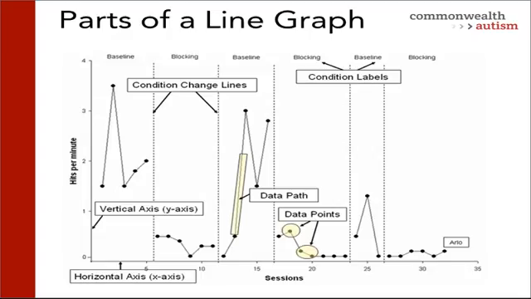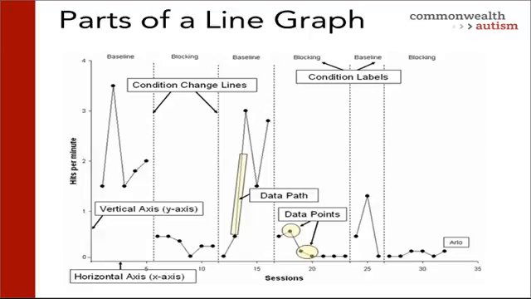Line graphs have many parts. You'll go through this with your teachers and your instructional leaders and ABA therapists in the classroom, but to give you an overview, your vertical axis, over on the left-hand side of the screen, is more commonly referred to as the y-axis. Right here, the y-axis is looking at the number of hits per minute. Your horizontal axis on the bottom of the screen is the x-axis. That's looking at the sessions.